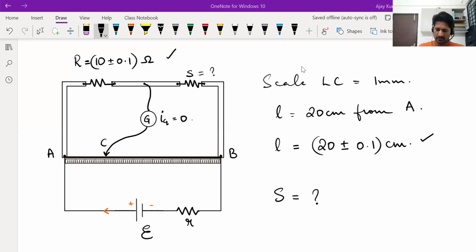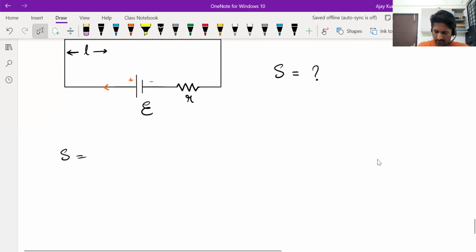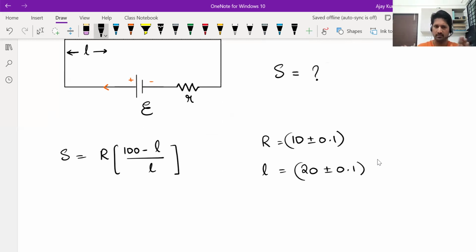And here in this case, the length is given from A itself. So you can use the formula, not an issue. Just think about this first, all of you. We'll do the calculation later. We know S is equal to R into (100 minus L) divided by L. And you are given R as 10 plus or minus 0.1 in the respective units. I'm not writing the units. And you are given the length as 20 plus or minus 0.1 in centimeter. How will you report the error in S? Or how will you report the unknown resistance S along with the error? That is the question.